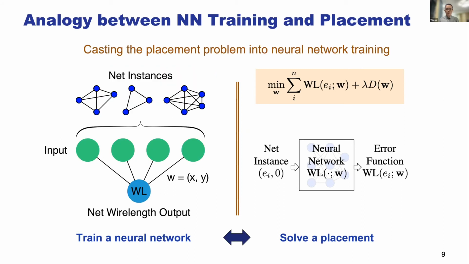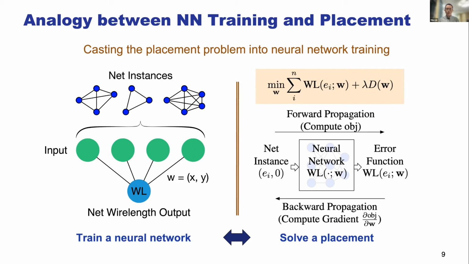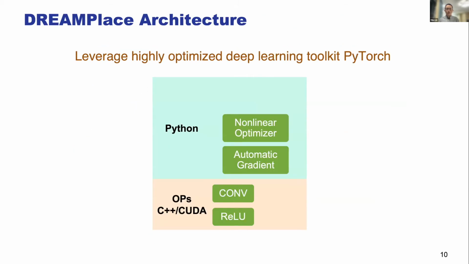This is the conceptual construction of the one-layer neural network for solving the placement problem. Now we can solve the placement problem with gradient descent and perform forward and backward propagation. This analogy between neural network training and placement allows us to solve the placement problem utilizing the deep learning toolkits. Due to the large and open community, most toolkits provide functionalities like automatic gradient derivation, nonlinear optimizers, and basic linear algebra operators.